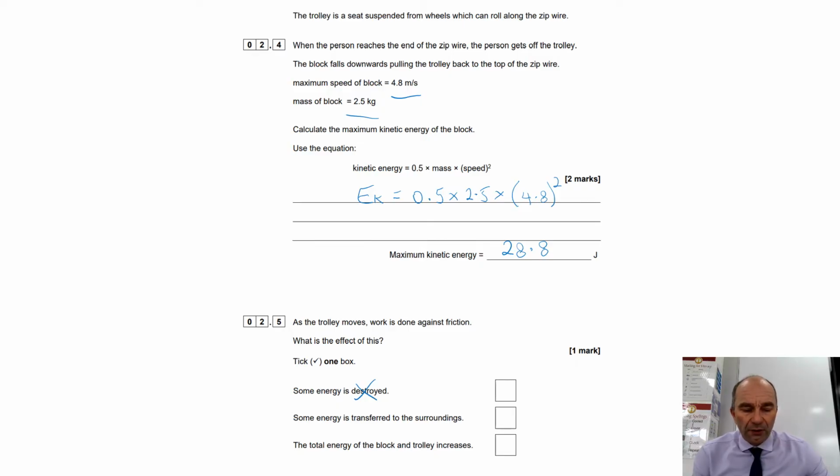Well, again, that's linked to the first one. Energy can't be created, sorry, it can't be destroyed, but it can't be created either. That's suggesting we're creating energy, so it means that the middle answer has to be the correct one. So some energy is transferred to the surroundings. So you think about it, that friction is, I suppose, an unwanted energy transfer, and it will warm up the surface that the trolley is moving along.